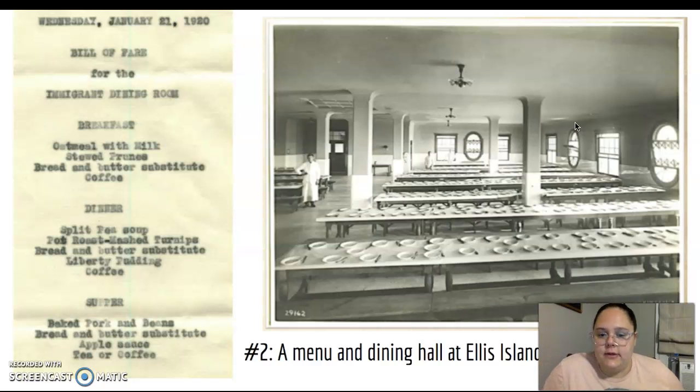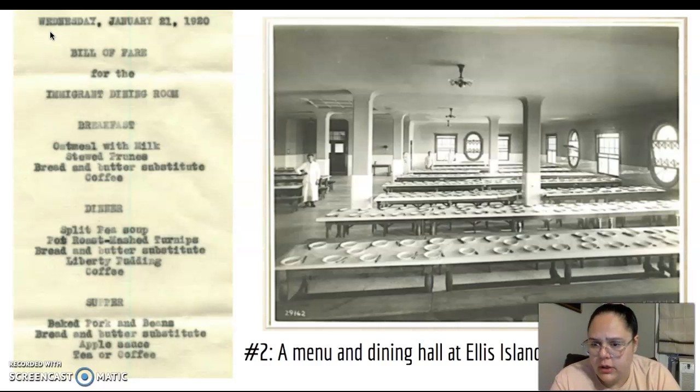Here's your second set. So this is a menu to the left here. And this is a picture of the dining hall at Ellis Island. So we've got a date here. This was from Wednesday, January 21st, 1920. It says, bill of fare for the immigrant dining room.